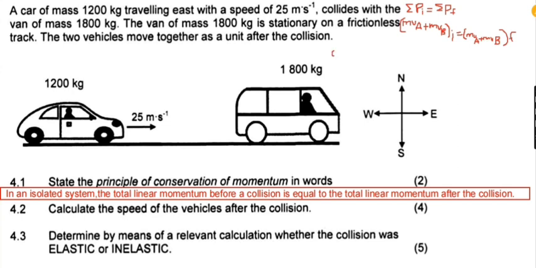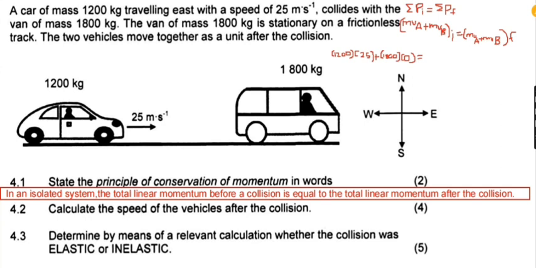The mass of the car is 1,200 kilograms. Its velocity was given to us as 25 meters per second. Then the van, its mass is 1,800 kilograms. Its speed is 0 because it was given to us that the van was stationary, and you know that when an object is stationary, its velocity is 0. Okay, then we put our equal sign.